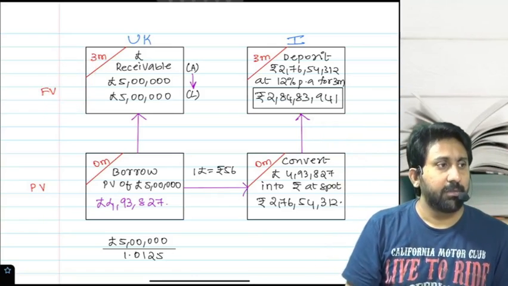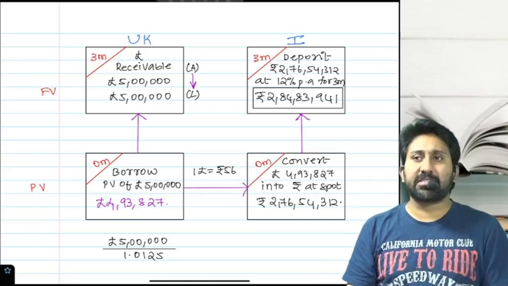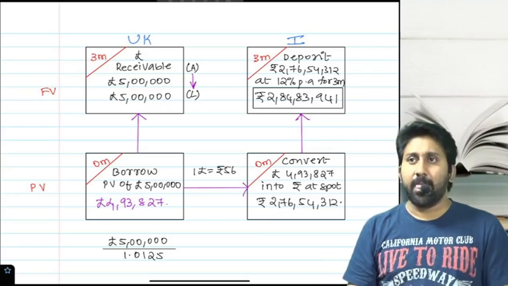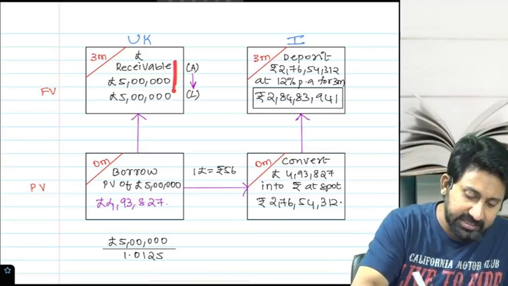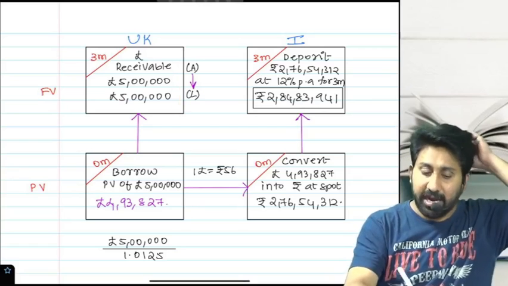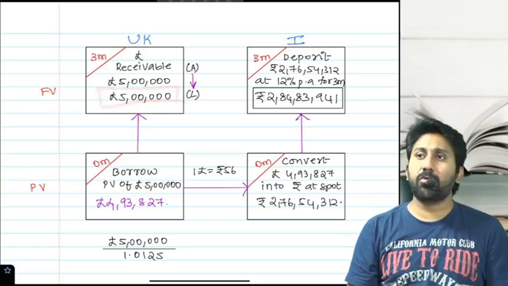Next, do you know the interest rates today? Yes, 5% and 12%. Okay, that means you have a receivable in pounds. I need to create a payable in pounds. To create a payable here, you need to deposit or withdraw.